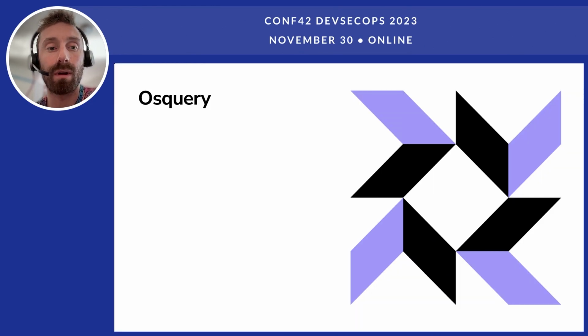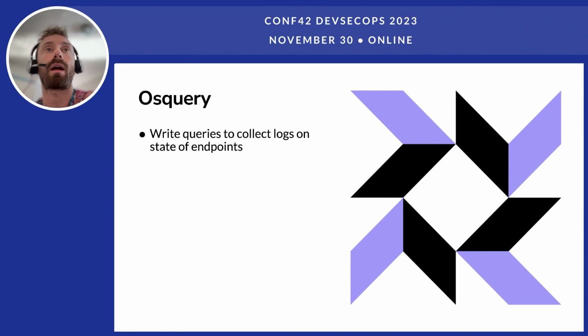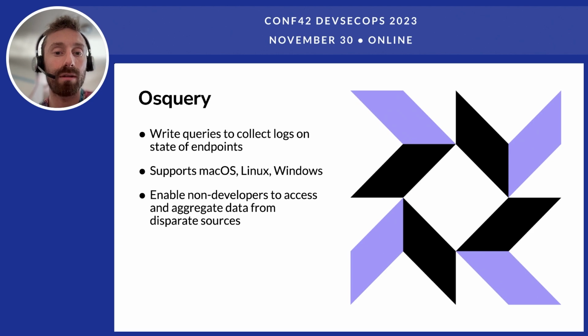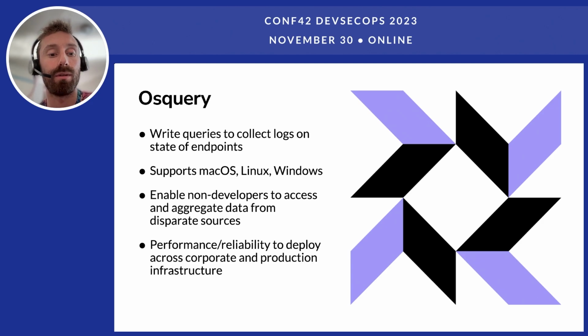First I'll talk about osquery, which is the agent that we use to collect data from all of these different endpoints. osquery lets us write queries to collect logs on the state and how the state is changing on endpoints, and also on the events taking place on those endpoints. It supports macOS, Linux, and Windows, which covers a lot of the computing environments I just mentioned. We'll talk a little bit more about Chromebooks later as well. And osquery enables non-developers to access and aggregate data from disparate sources across these systems. We'll talk about how it uses SQL to do that.